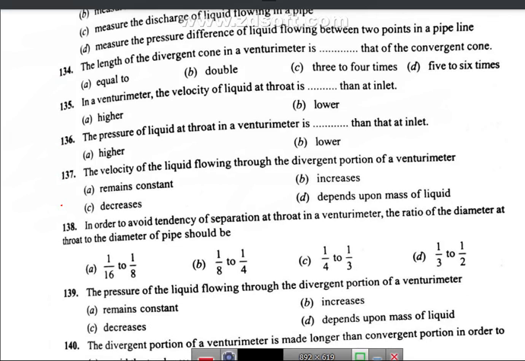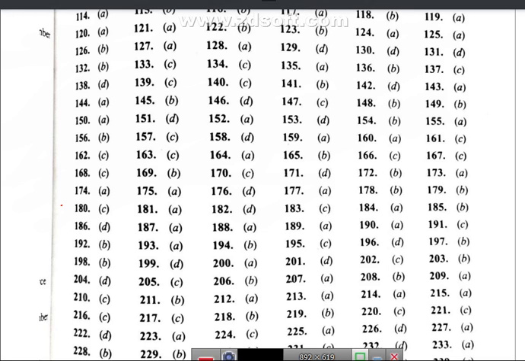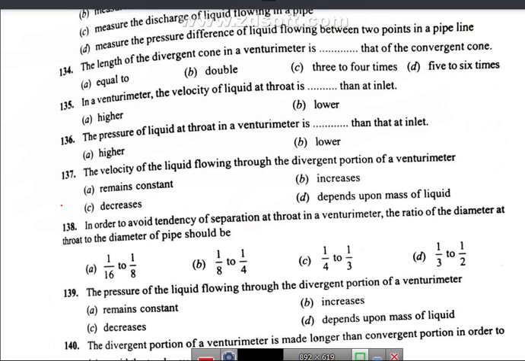Question 134. 134 कह रहा है the length of divergent cone in a venturimeter is dash that of the convergent cone. इसका क्या होगा राइट आंसर? इक्वल टू, डबल, 3 to 4 टाइम्स या 5 to 6 टाइम्स. व्हाट इज द राइट आंसर? 134 का C, that is 3 to 4 times. The length of the divergent cone in a venturimeter is 3 to 4 times that of the convergent cone.